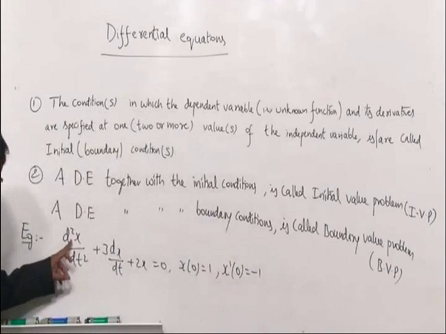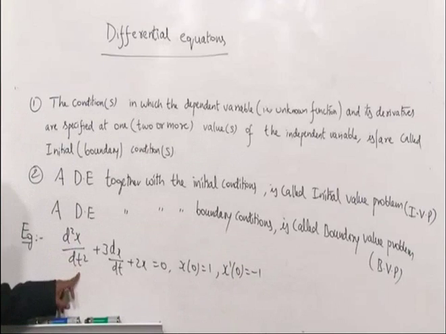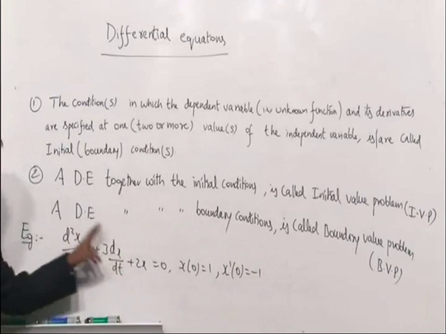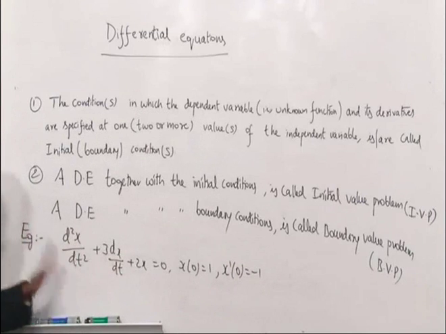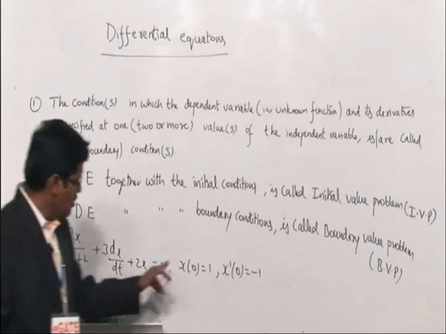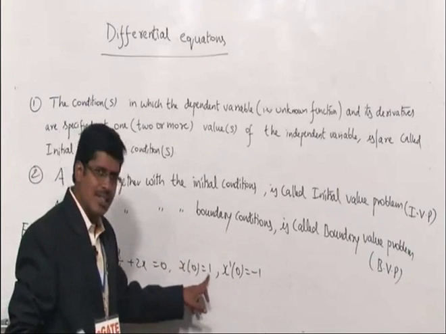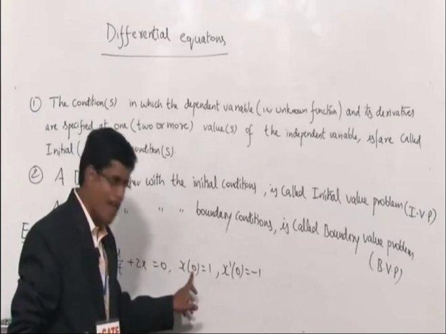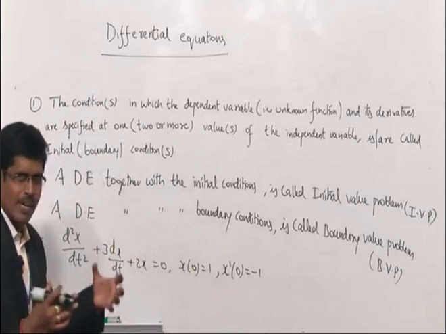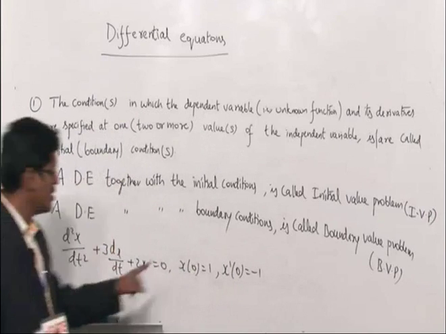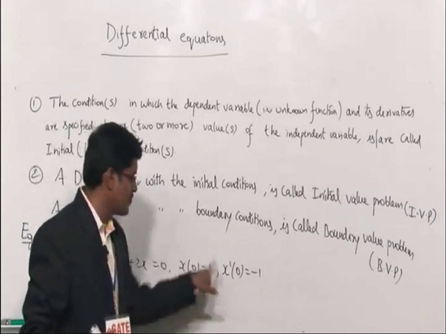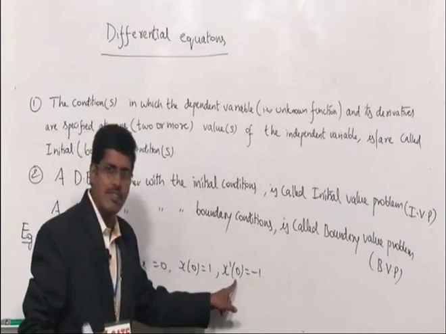Now here, which is the dependent variable? x. The independent variable is t. So this is a second order differential equation of the x variable with respect to t. Now the conditions here: the first condition tells that x of 0 is 1, where the bracket value indicates the independent variable. Which is the independent variable? t. So t value 0, x value 1. Here x dash of 0 is minus 1, t value 0.